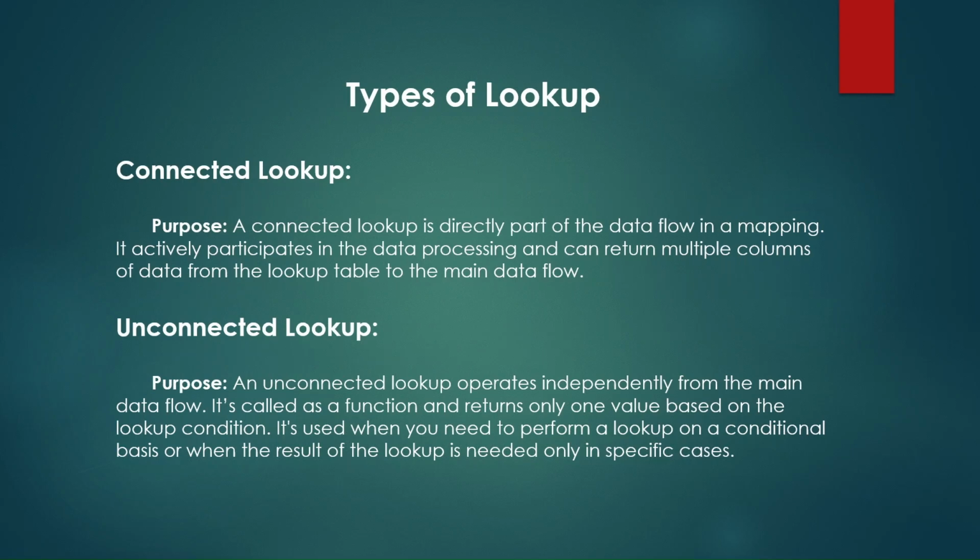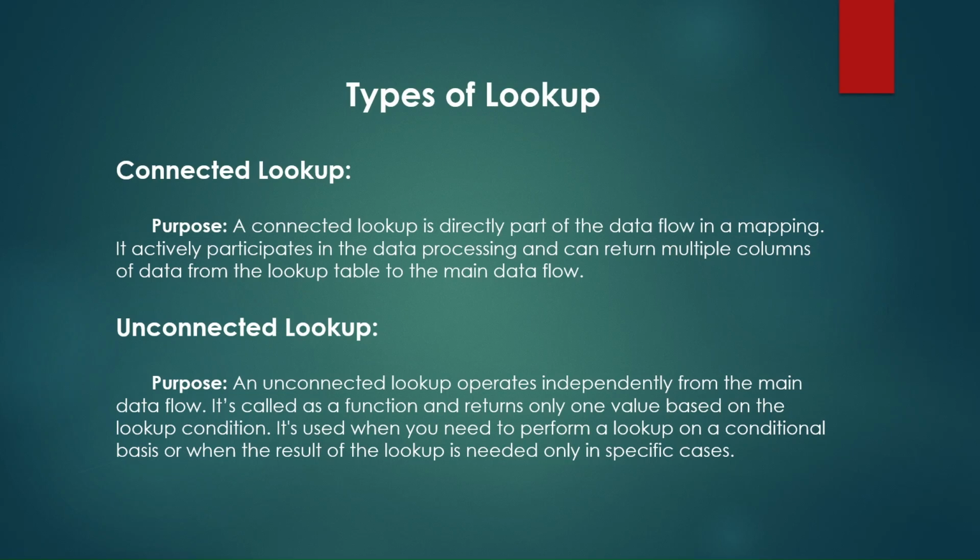There are two different types of lookup transformation. One is connected lookup and another one is unconnected lookup. Let us see the purpose of connected lookup. A connected lookup is directly part of a data flow in a mapping. It actively participates in the data processing and can return multiple columns of data from the lookup table to the main data flow.